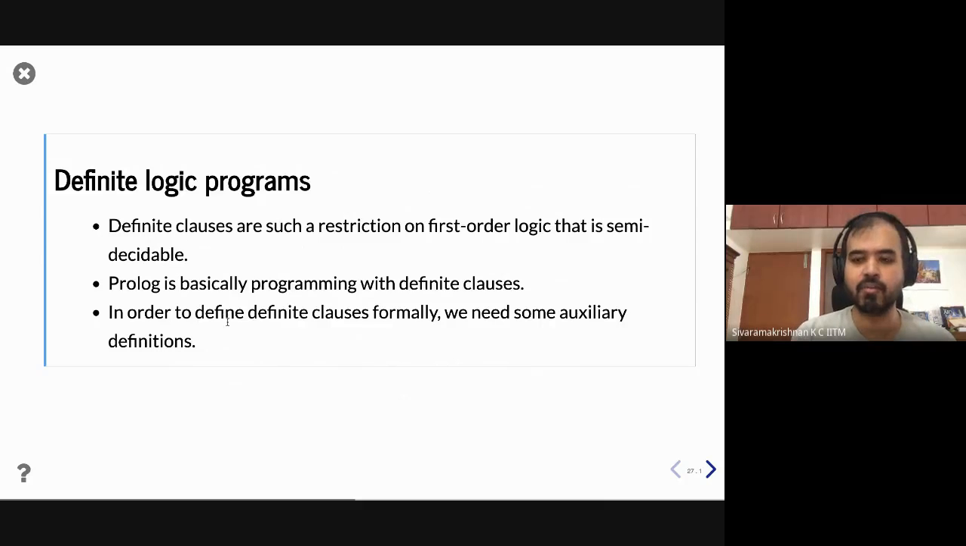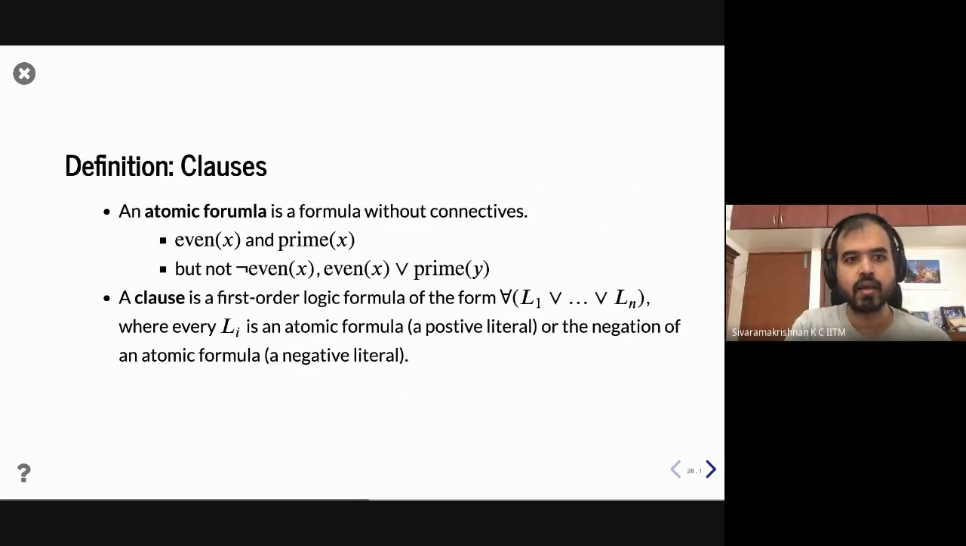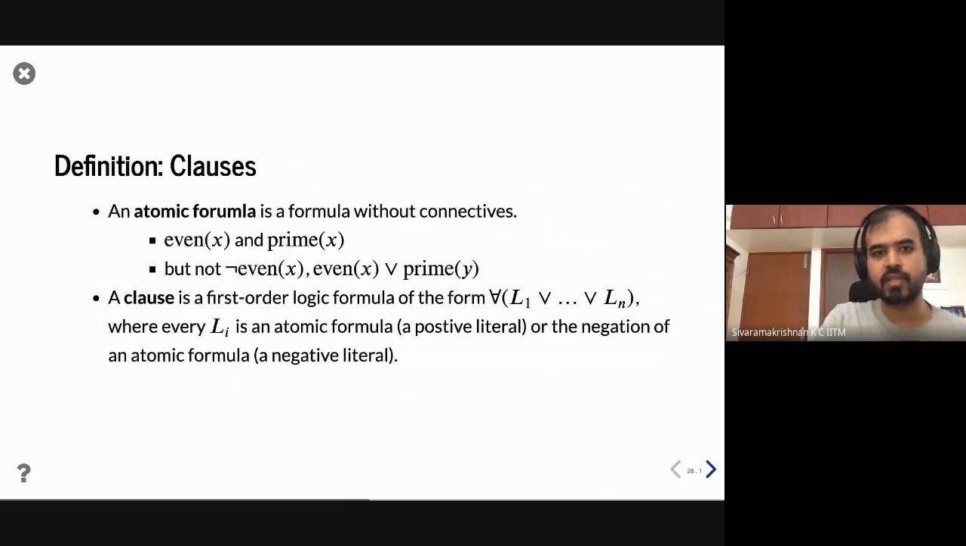So before I go on, I should define what definite clauses are formally, so that we can have the foundations for reasoning about what the restriction is. Okay, so first off, we start with clauses, right? A clause is built from atomic formulas. In first order logic itself, an atomic formula is some formula that does not have any connectives at all.